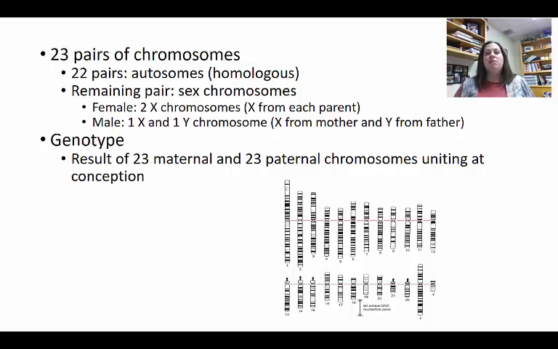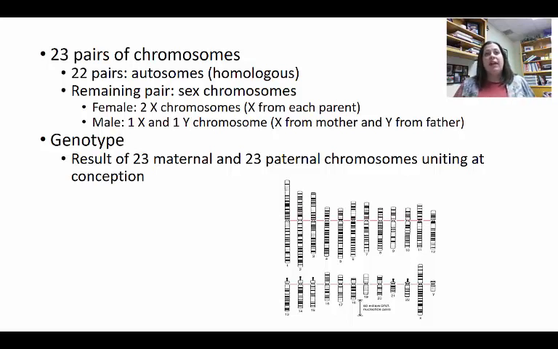The remaining pair is known as your sex chromosomes. In females, they are still homologs because they have two X's, and the X's contain similar information. But in males, they have one X and one Y. The Y chromosome is totally different than the X. It has different traits on it, and this is what determines maleness. So in females, they get an X from each parent, and in males, they get an X from their mom because that's all she can give, and they get the Y from their dad. The males determine the sex of the child based on whether they provide the X or the Y.